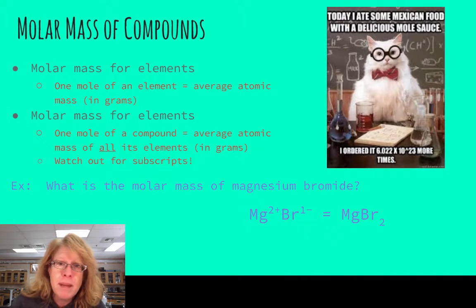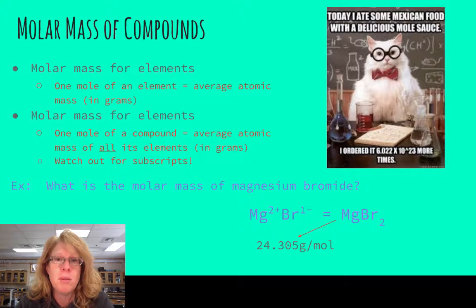Magnesium and bromine. Magnesium has a charge of 2+. Bromide means it's bromine by itself as an ion, so it's Br1-. It's not a polyatomic in this case. And then I have to cross my charges down to get the formula of magnesium bromide. There it is, MgBr2.